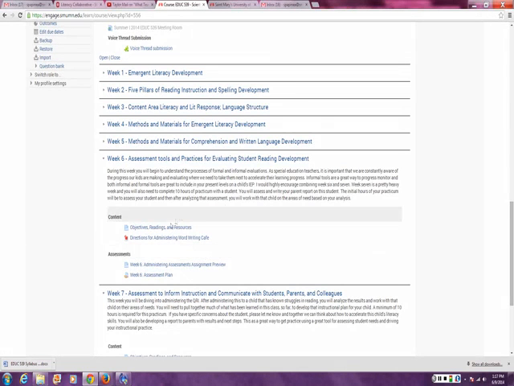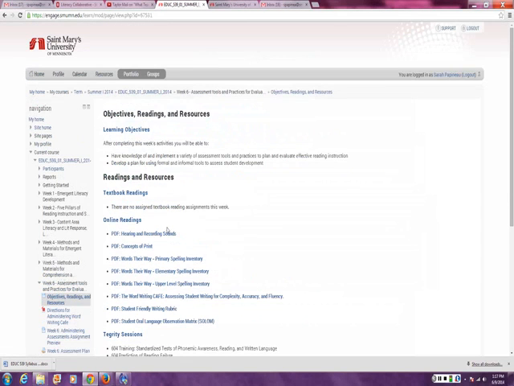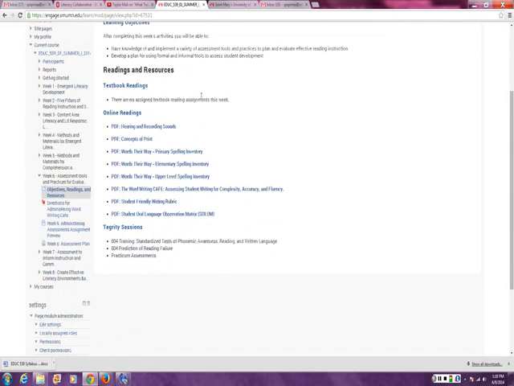So in this week, I'm just going to click here on Objectives, Readings, and Resources. There are quite a few things going on. After this week is completed, you'll have knowledge of and have implemented a variety of assessment tools that are effective for planning literacy instruction. And then you're going to be developing a plan for using formal and informal tools to assess student development. First off this week, we have several PDFs that have some readings for you to look at.